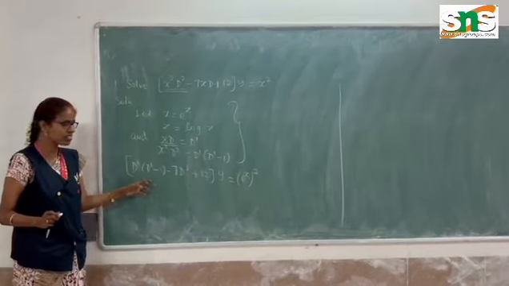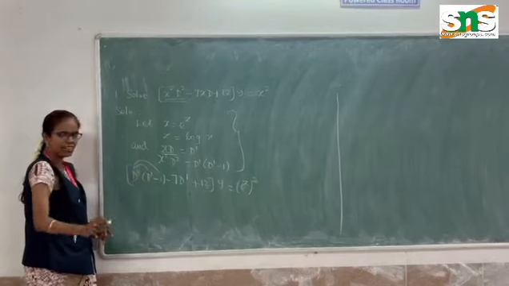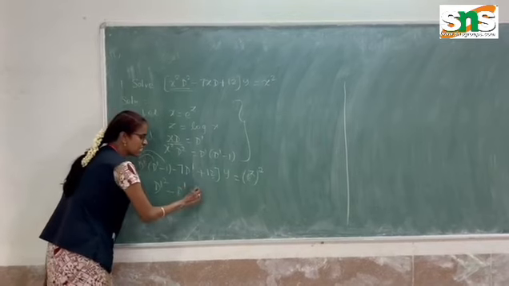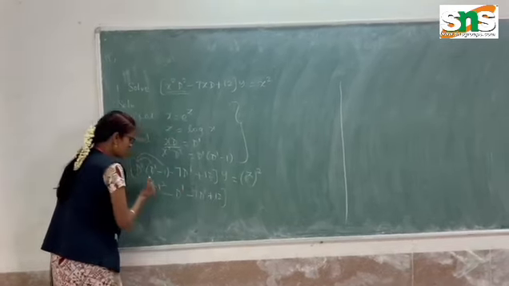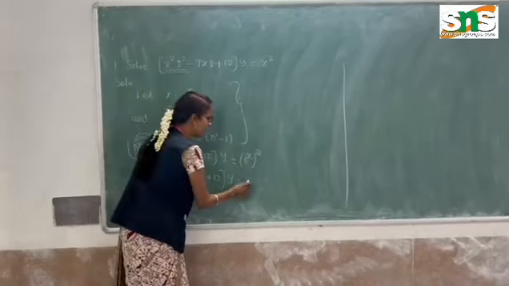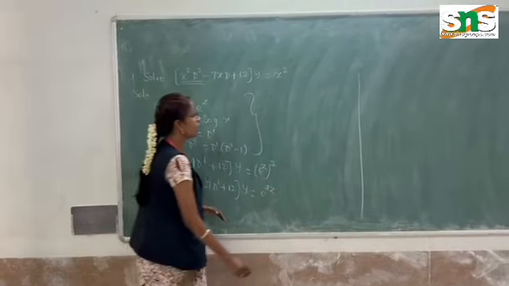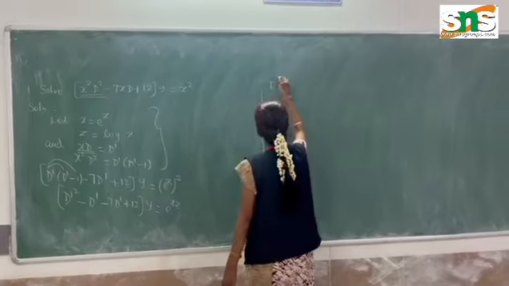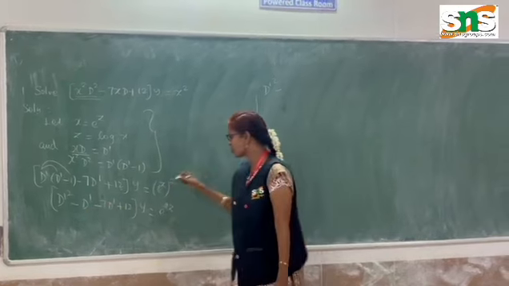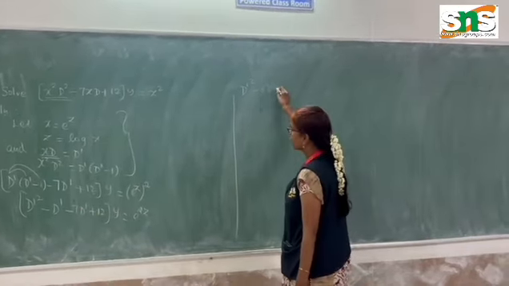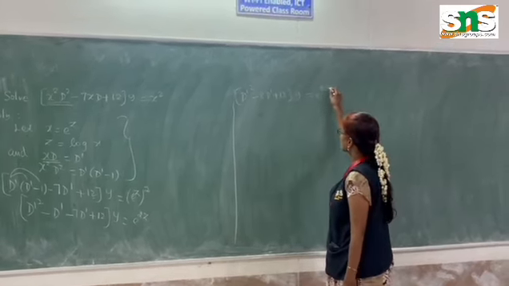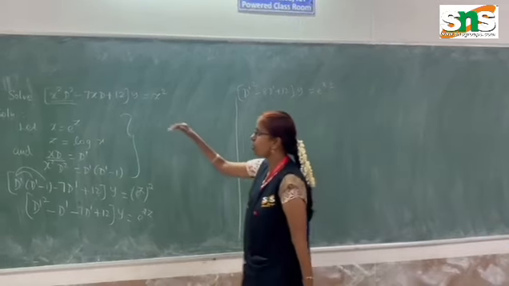Now we need to solve this equation. Multiply the D dash inside the bracket. You get the equation D dash squared minus D dash minus 7D dash plus 12, into y, equal to e power z into e power z, which is e power 2z. Now we get D dash squared minus D dash and minus 7D dash, so the term is minus 8D dash, then plus 12, into y, equal to e power 2z. So initially we get the problem in this type.